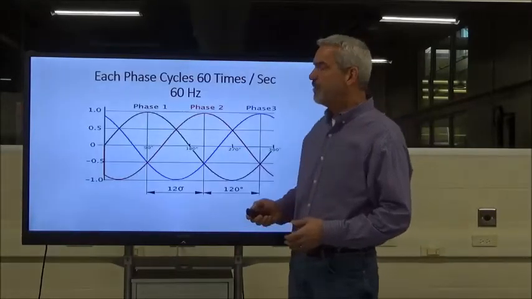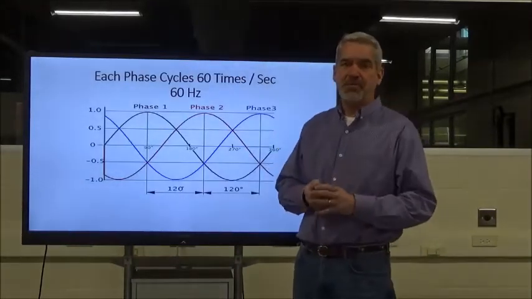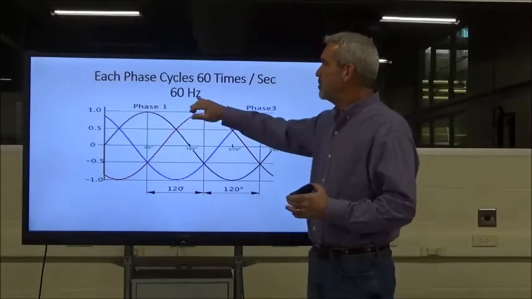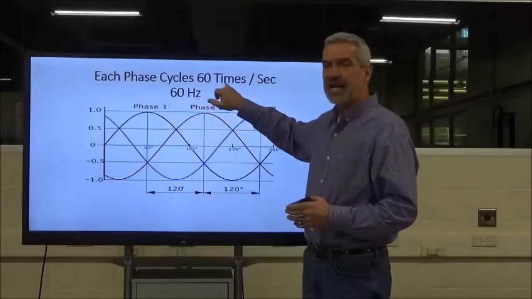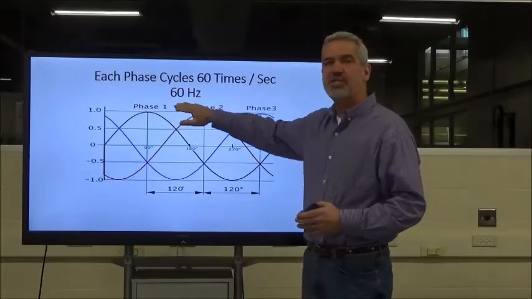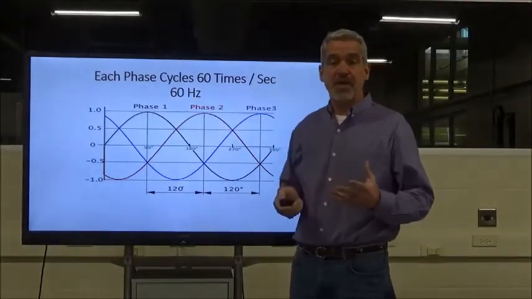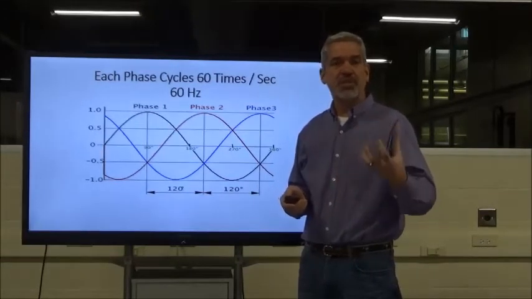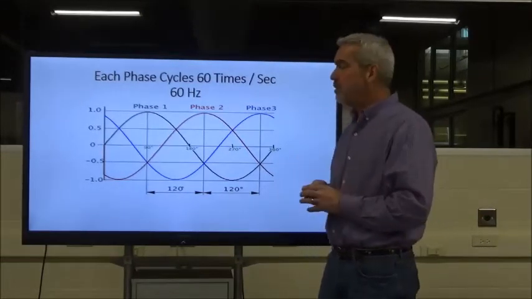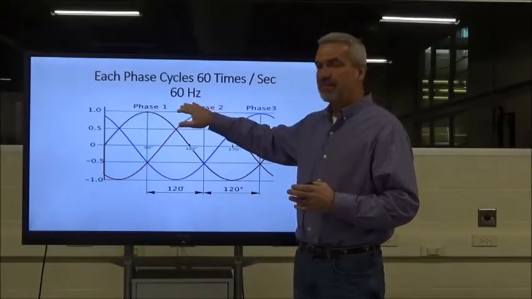And we have a very standardized speed at which our power is produced. It's 60 hertz. That means that each phase comes out of our generator 60 times a second, okay? If you look at your home, you'll see a lot of your appliances and things are rated for 60 hertz. That's because in the United States, we create power at 60 hertz.